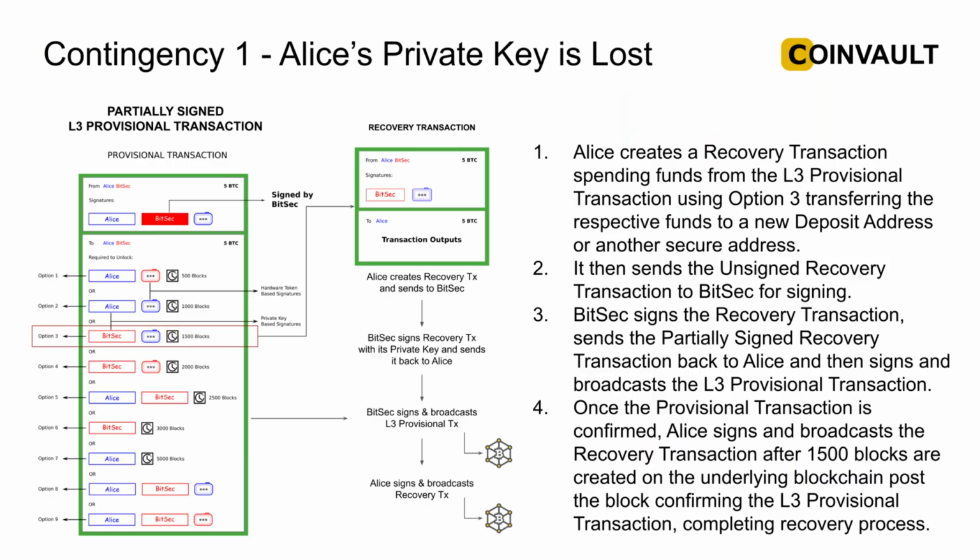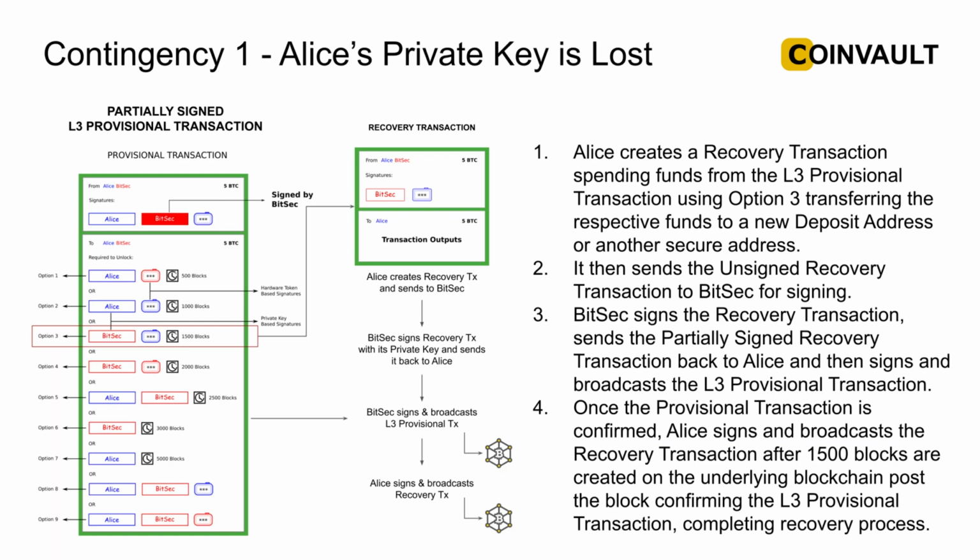Let us now understand how hybrid custody secures Alice's Bitcoin when her private key is lost or stolen. Alice creates a recovery transaction transferring the respective Bitcoin to a secure address, using option 3 of the L3 provisional transaction, requiring signatures generated using BitSec's private key and Alice's hardware token. She then sends the unsigned recovery transaction to BitSec. BitSec then adds the signature, generated using its private key, as required by option 3 of the L3 provisional transaction, to the recovery transaction and sends the partially signed recovery transaction back to Alice.